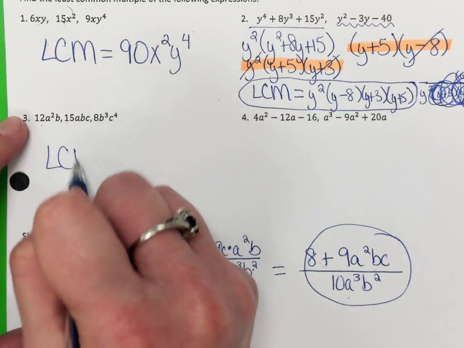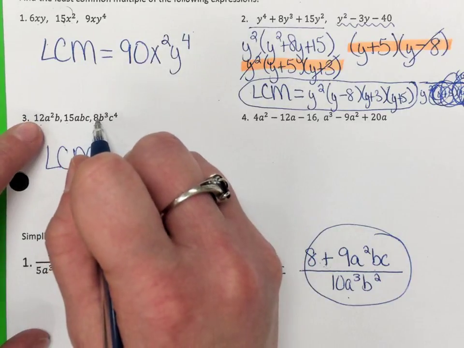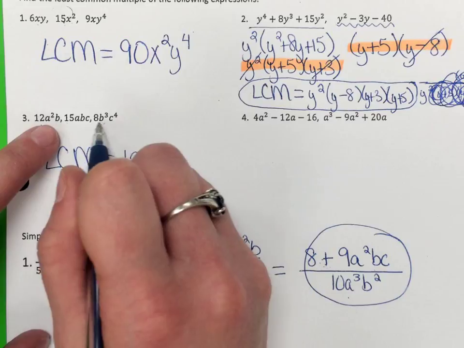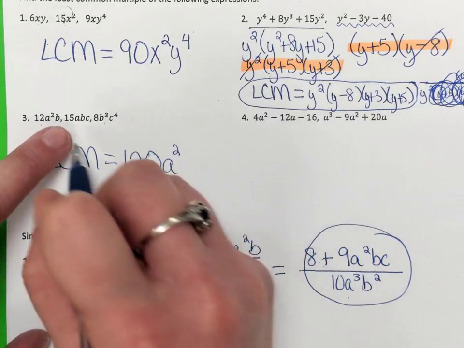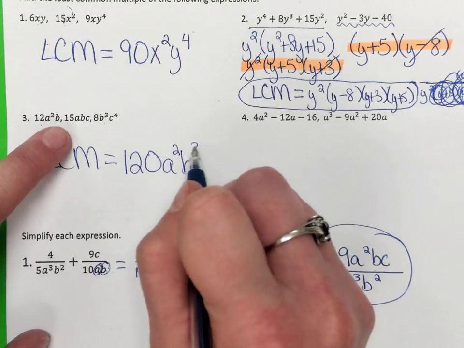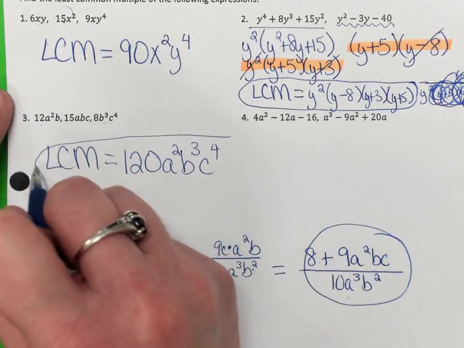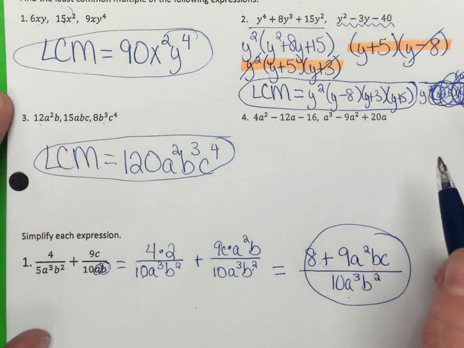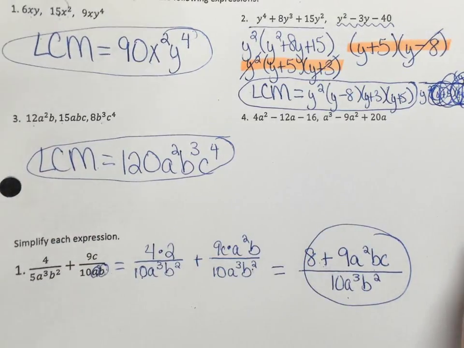How much? 120. Hold on, let me make sure. Let's see, 8. Yep, 120 is right. And then a to what power? To the second. Very good. B to the third, C to the fourth. Very good. Look at y'all go. Y'all okay? Sam, does that make sense? Yes, ma'am. Okay. They were doing that while we were figuring out that other one.